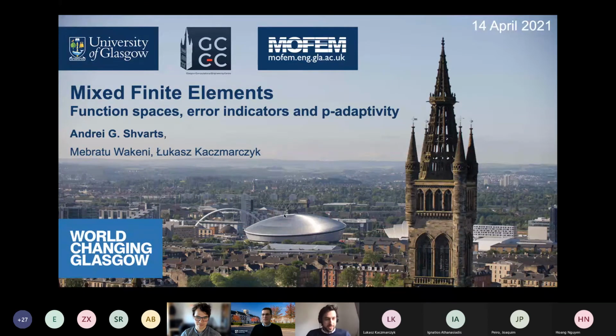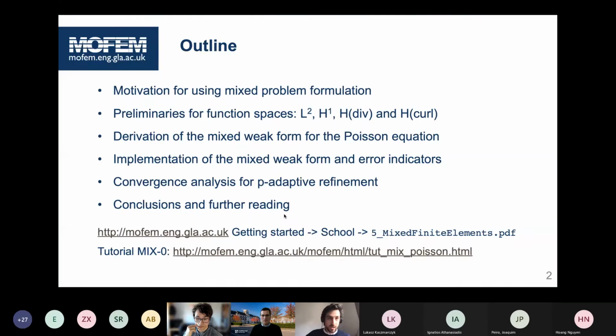Yeah, so my name is Andrei Schwartz. I'm a postdoc at the University of Glasgow, also developing in the Morphem team. And my part of the presentation will be about mixed finite elements, and in particular, we'll talk about function spaces, error indicators, and p-adaptivity.